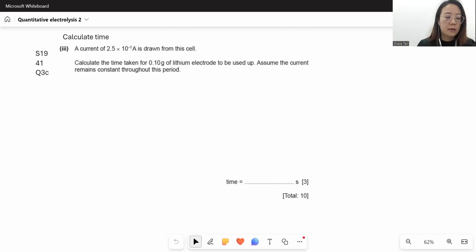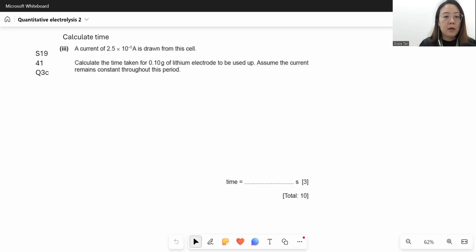I'm going to cover everything to do with working backwards, where the question gives you the mass, the volume, or the number of moles of product being formed. Are you able to calculate back what the time of the electrolytic experiment was, or the ampere used, or perhaps how many Faradays were involved? Now let's look at the first one, where we calculate time.